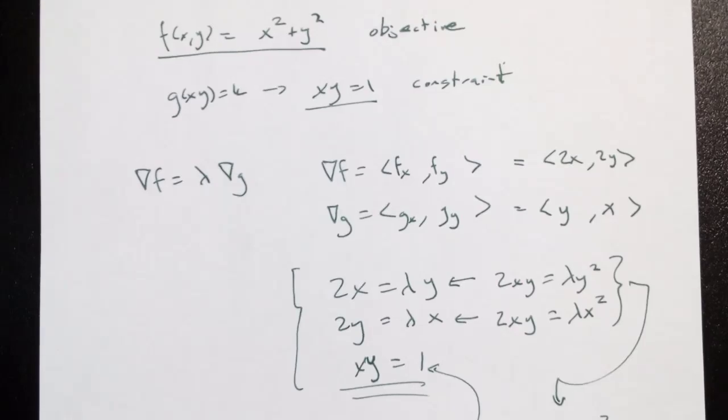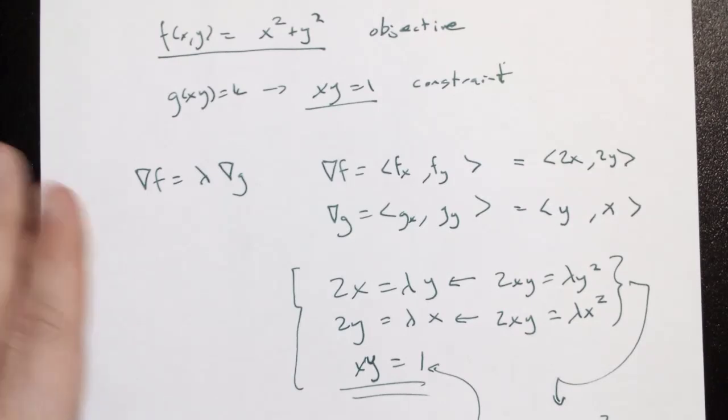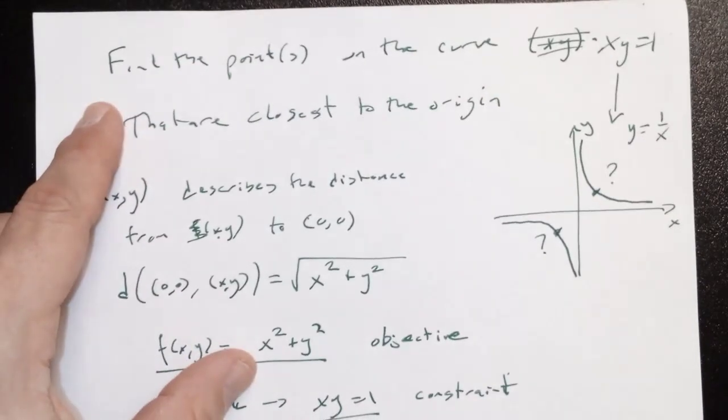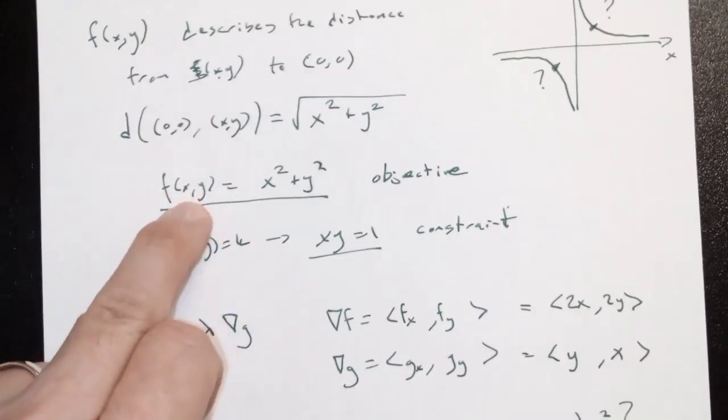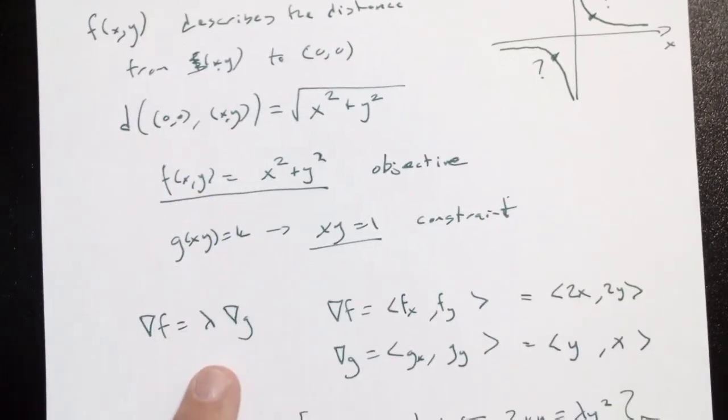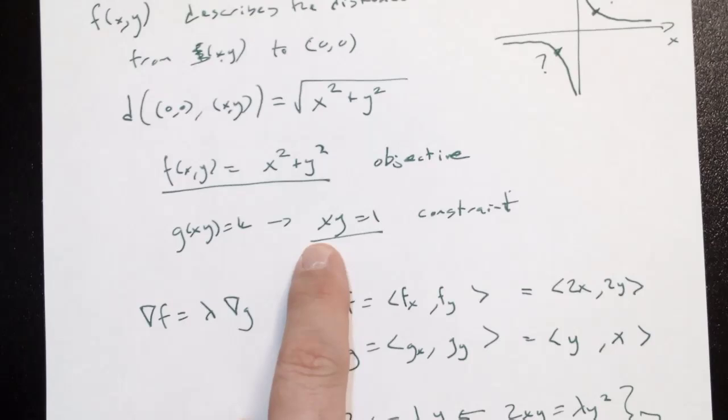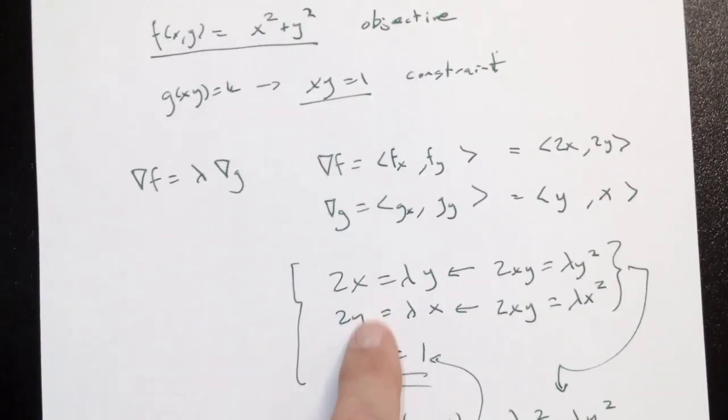Yes. I always need to solve the gradient parallel to the gradient, and then I need to include the constraint. Right. And if I want to find the points that are closest, I'm looking for an extreme, right? Well, then the extreme is going to come out where this gradient is parallel to this gradient, and we're on the curve in question. So that's why I need these equations for the gradients and this one for the constraint.